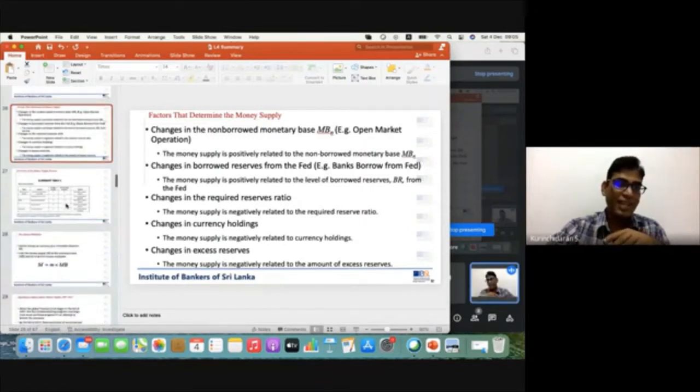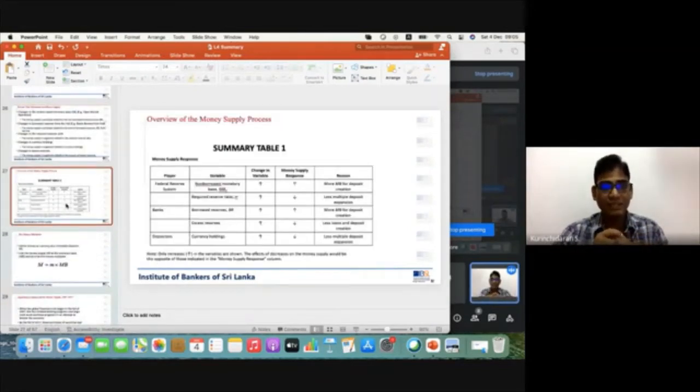Okay. I have given this in a summary table. You could see the three players we saw: the Federal Reserve System, banks, and depositors. The Federal Reserve System can change the money supply through two items. One, they can provide non-borrowed monetary base. That means through open market operations, they can fund or absorb money. When the non-borrowed monetary base increases, the money supply increases.